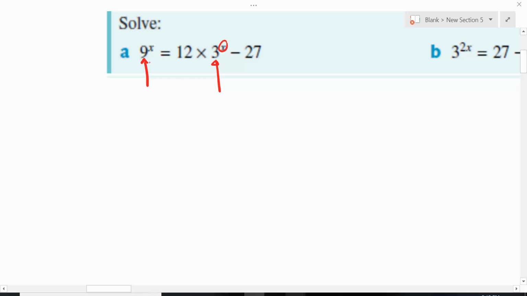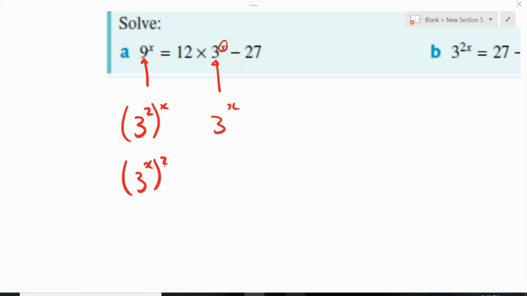What I can see is a 3 and a 9. 9 can be written as 3 squared. This is 3 to the power of x. But this is 3 squared, which is 9, to the power of x. Now, another way of looking at 3 squared to the power of x is... that's the key step. Why are these two the same? Can someone explain to me what I just did there?